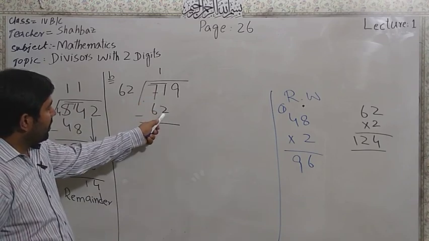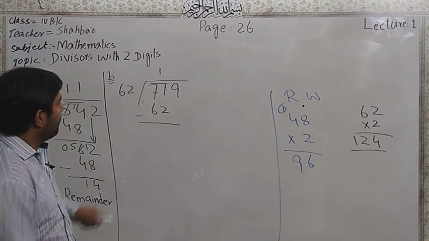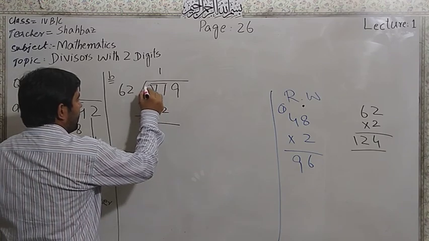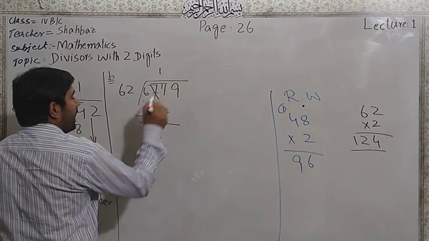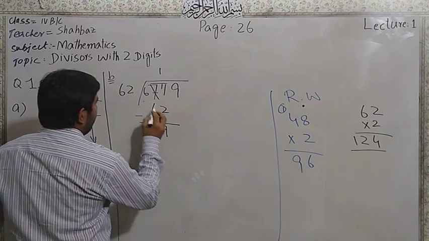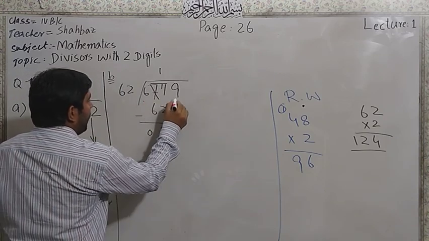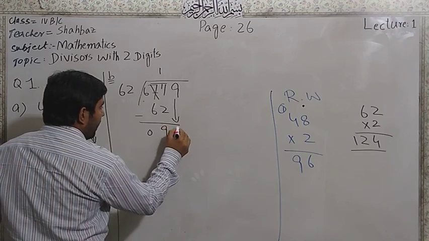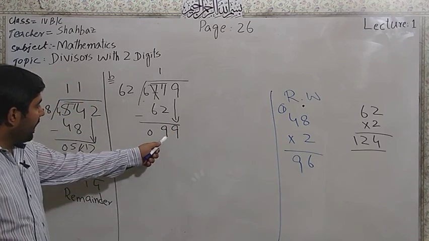1 minus 2 is not possible. You will take carry from here. It will be 6 and it will become 11. 11 minus 2, 9. 6 minus 6 will be 0. Now you have another number. It will come here. It will be 99.